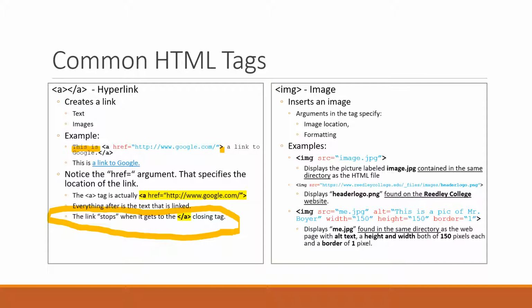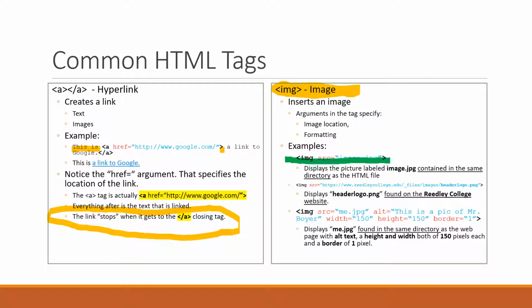Okay, the image tag. Image tag is fun. Notice it's also by itself. It inserts an image, but there's no closing for it. So arguments in the tag will specify the image location and formatting. Some examples. The first example right here. Let me find another one. Here we go. Okay, this example right here.